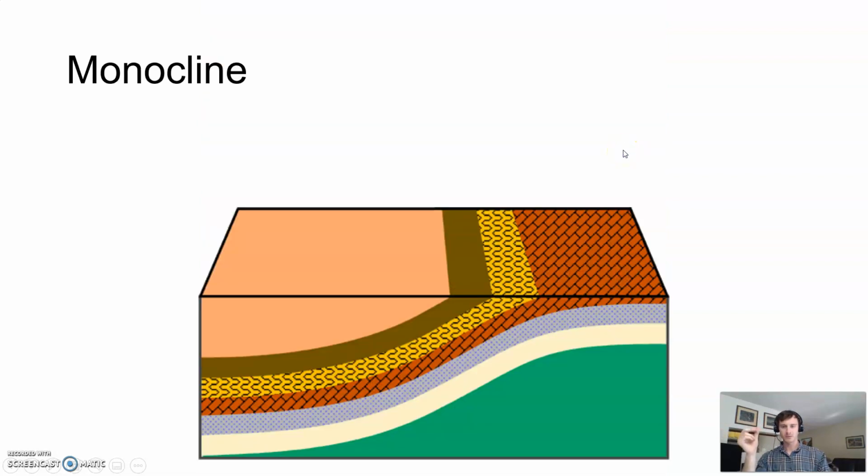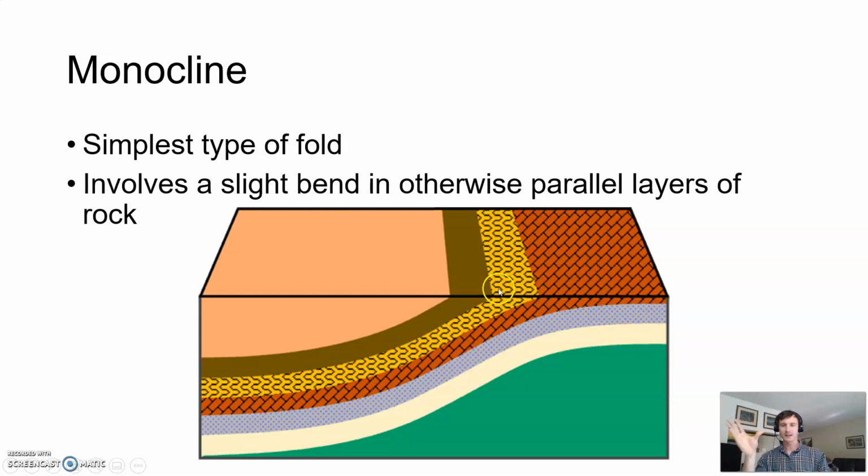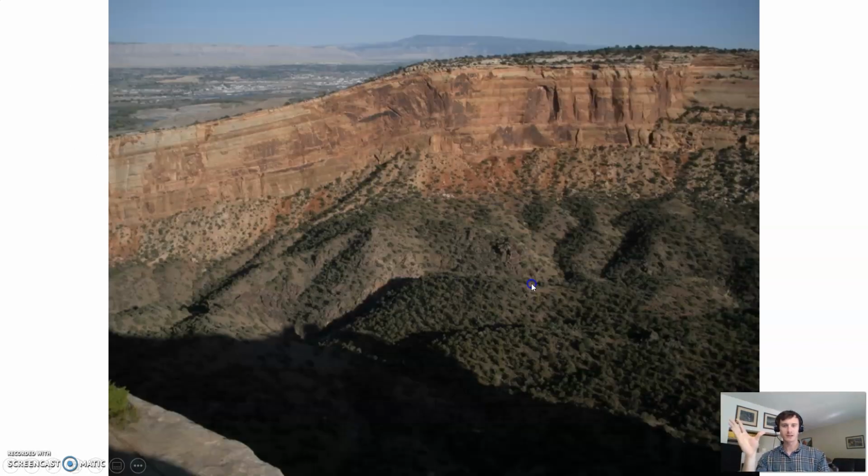We also have a monocline. So this is not an entire fold. Instead, we just have this one bend, this one sort of change. So we have a flat line, and then we bend, and then we are back to a flat line again. Very, very simple. We have a slight bend in mostly parallel layers of rock. Here, parallel layers, and then right here we have this bend, and then we are back to parallel. It's not a full fold, it's just one bend.